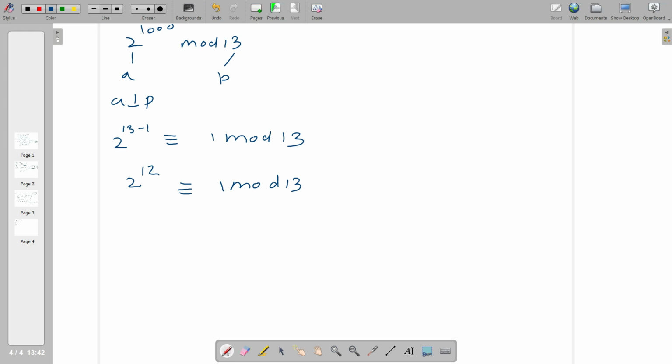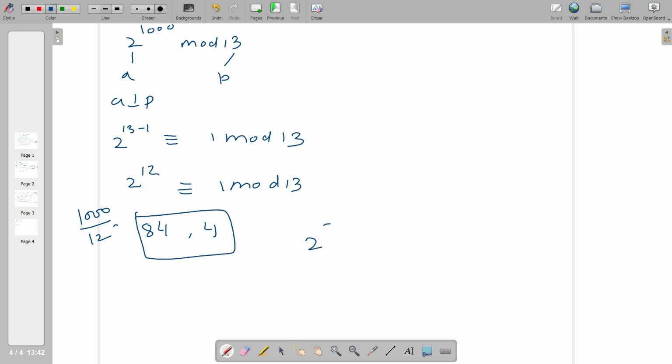So what can we do? Similarly, we can find out how many times 12 goes into 1000. When we divide 1000 by 12, it comes out to be 84 and the remainder is 4. It goes 84 times completely and the remainder is 4.